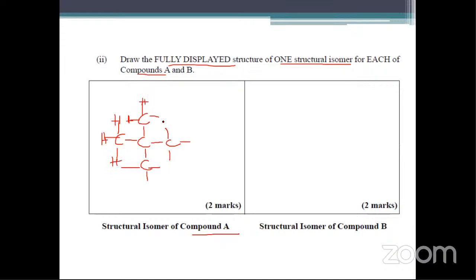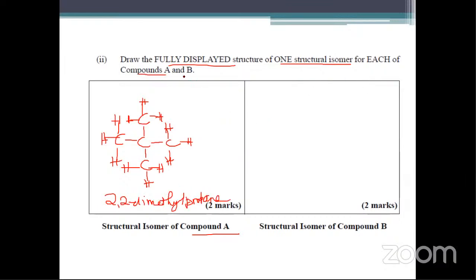What's the name of this compound? What's the name of this compound, class? 2,2-dimethylpropane. Very good. 2,2-dimethylpropane. They didn't ask you to name it, but just for practice.